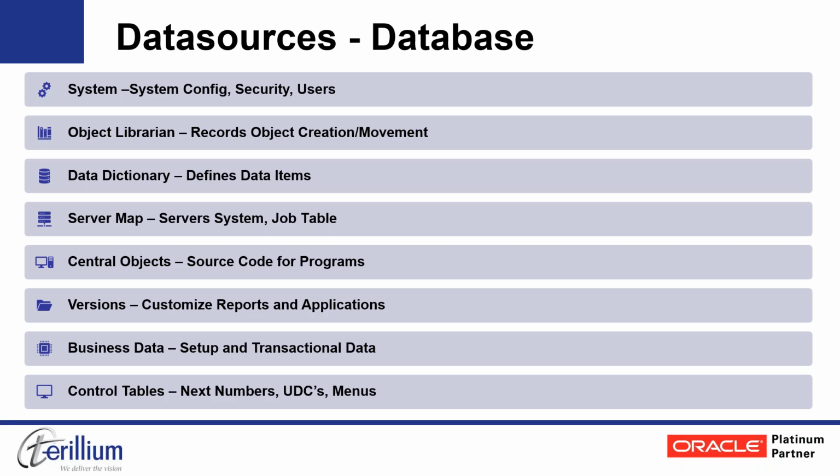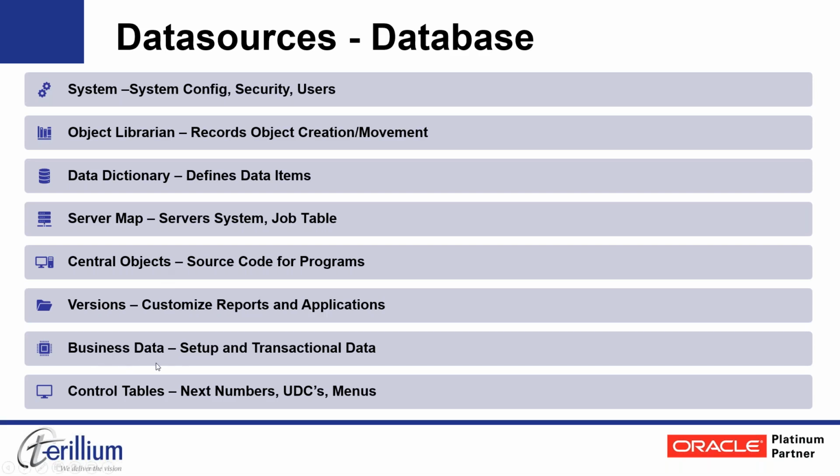Server maps are how the system looks from the server's perspective. The main thing it does is contain the job table. So anytime you process a job or submit a report, it reads that table to make sure it knows how to process it, and then brings back the results. Central objects and versions are both data sources that point to where your path codes are stored in your database.